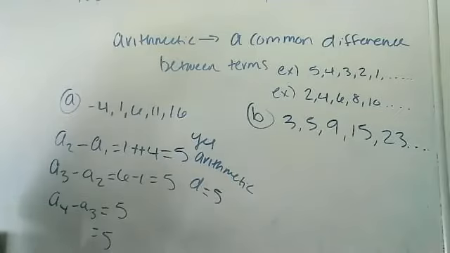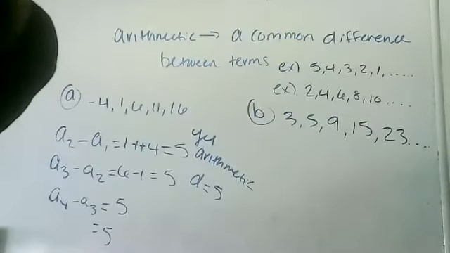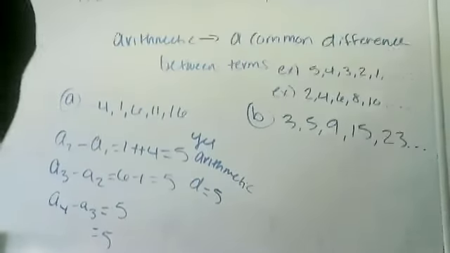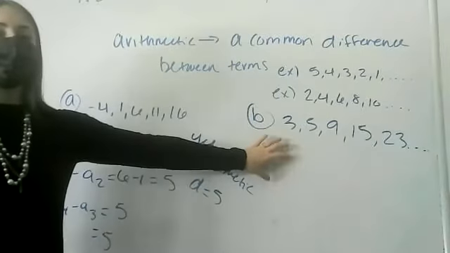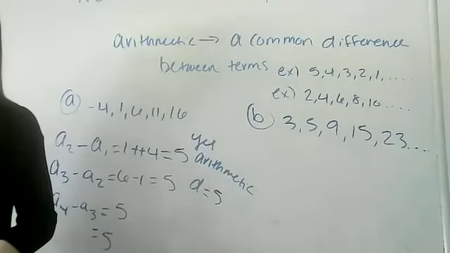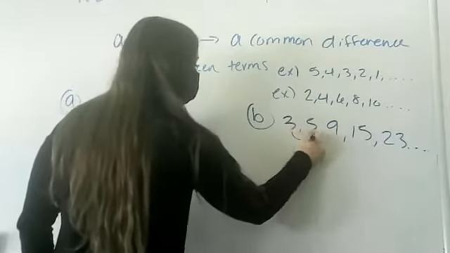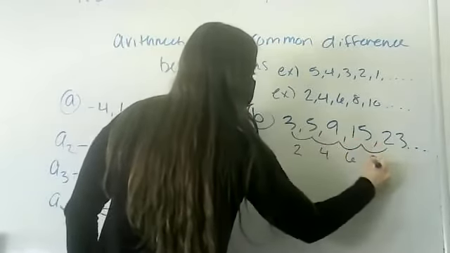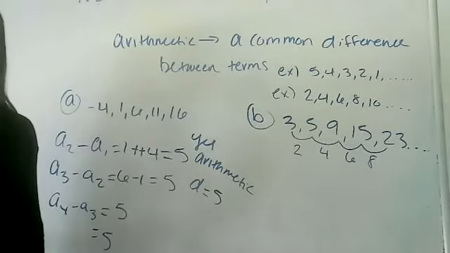With B, I also noticed this: you're adding 2 more than the previous number. So we're going to talk about that one real quick. With B, is there a common difference? No. From 1 to 2, you added 2, and then you added 4, and then you added 6, and then 8. Is there a pattern to how you're adding them? Yeah. But is it common? No. Those are two different things.